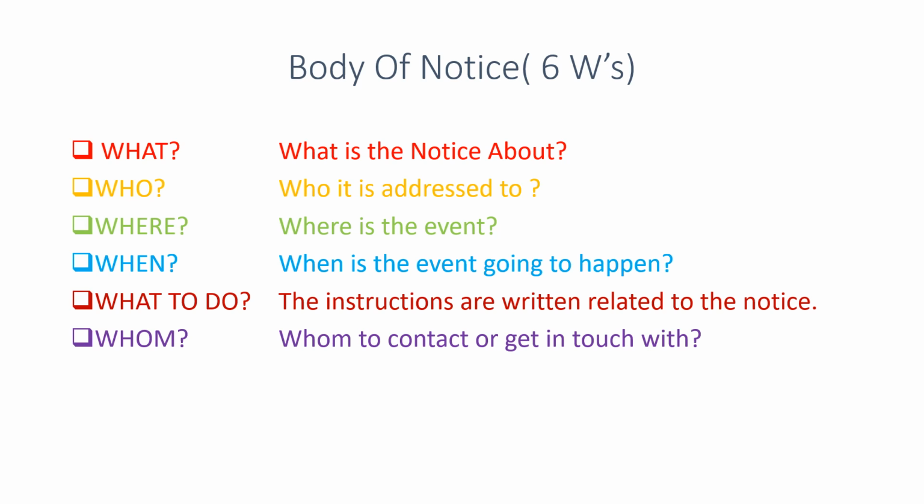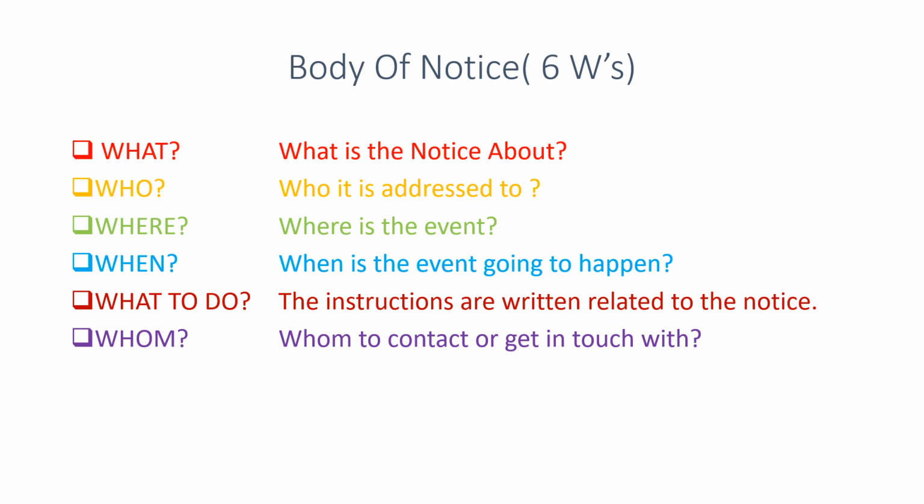So let's understand now what should be there in the body of the notice. Remember to answer the 6 W's while writing a notice and you won't face any problem while writing it. First one is what. So what is the notice about? The notice should clearly mention what is going to happen or what has already happened. Second is who the notice is addressed to. It should be clearly mentioned to avoid confusion.